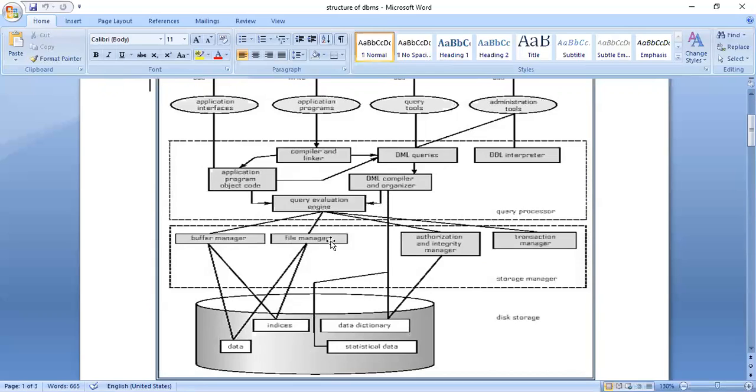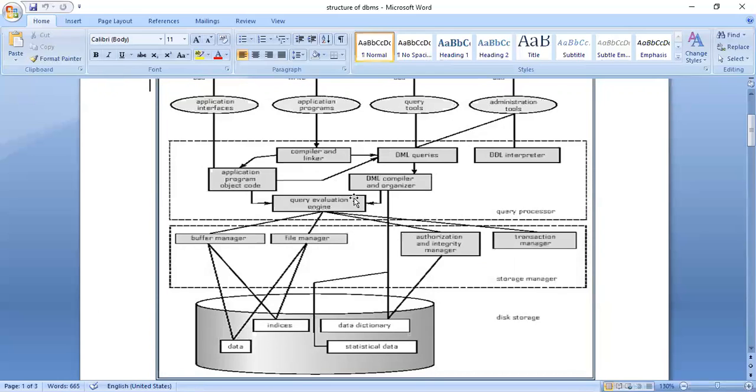Is this clear? The entire storage manager has contact with the disk storage where the data is stored. So how is the data stored? The data is stored once the query is released by the various users, whether sophisticated or non-sophisticated. The query passes through various compilers, interpreters, and linkers, and it comes to the query evaluation engine.